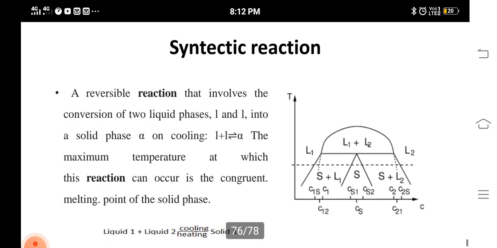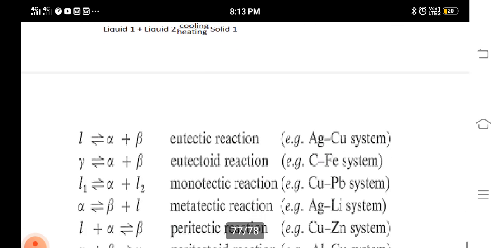Then we have the syntectic reaction, a reversible reaction that involves the conversion of two liquid phases, liquid 1 and liquid 2, into a solid phase on cooling, that is liquid plus liquid gives solid. This is called a syntectic reaction. The maximum temperature at which this reaction can occur is the congruent melting point of the solid phase. Here we can see an image of the syntectic reaction.